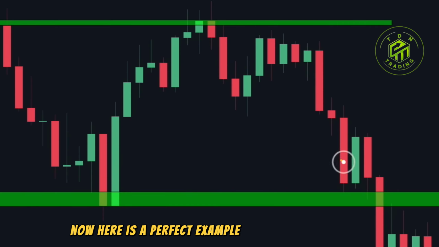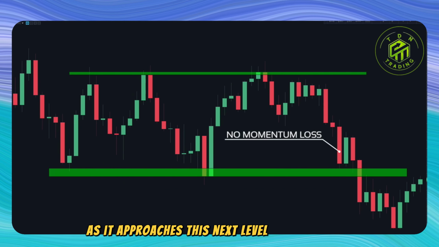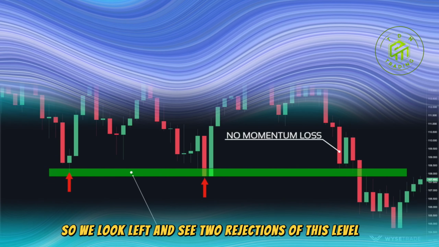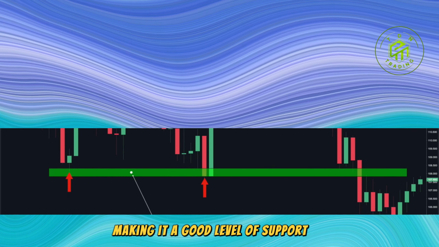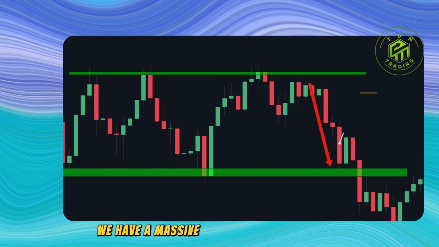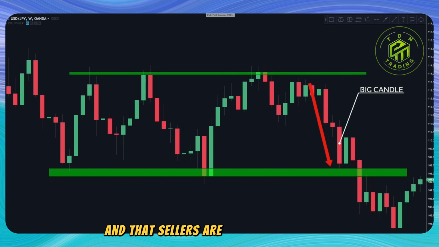Now here's a perfect example of momentum loss not occurring as it approaches this next level of support. So we look left and see two rejections of this level, making it a good level of support. But now, look at what happens when price approaches this level. We have a massive bearish spread candle showing that momentum is picking up and that sellers are still in control.